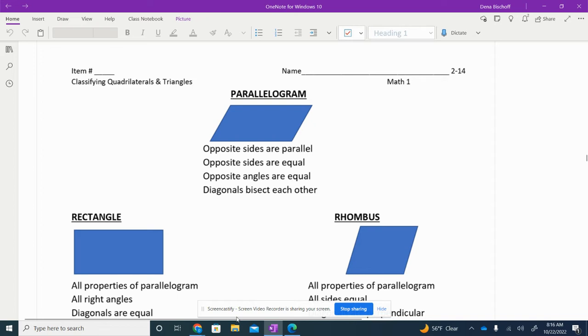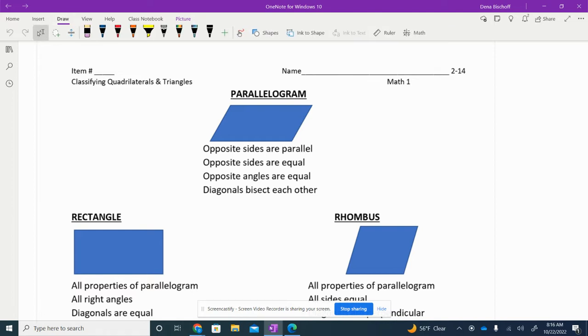So today's lesson is over classifying quadrilaterals. This first page is just pretty much a guide. Remember that a quadrilateral, the word quad, means four. So a quadrilateral is a four-sided polygon. We're going to first work with quadrilaterals, then we'll go to triangles. I'm going to make two videos.